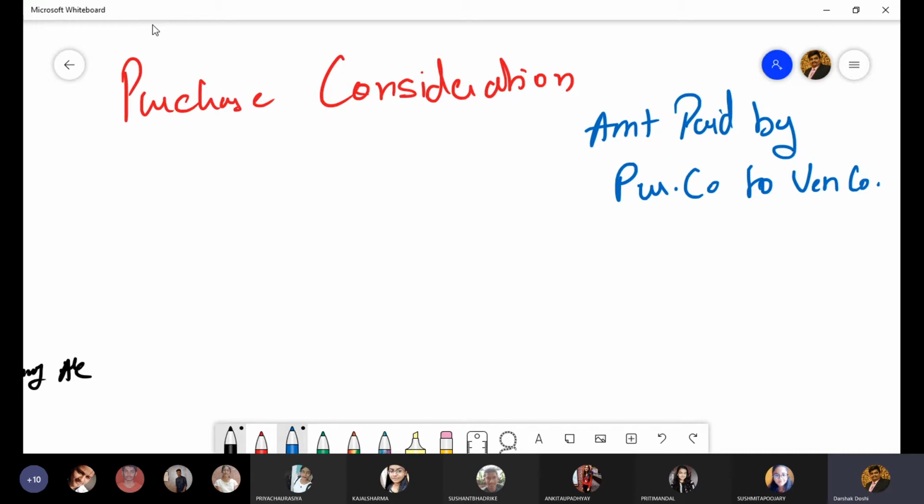So there are various methods of calculating purchase consideration. The first method is the lump sum method. In the lump sum method, it is simple. The question will say that the purchasing company is going to pay 10 lakh rupees to the vendor company. There is nowhere any mention about assets taken over, or at what value those are taken over. Nothing is mentioned over there. It is simple. 10 lakh rupees paid by the purchasing company to the vendor company. That is the lump sum method.